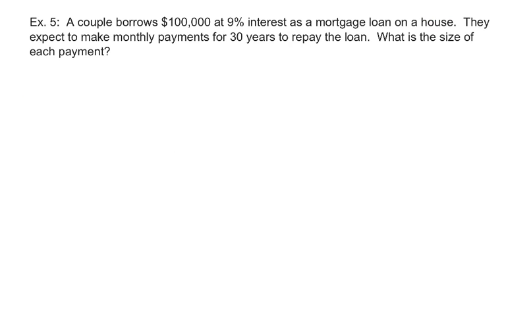A couple borrows $100,000 at 9% interest as a mortgage loan on a house. They expect to make monthly payments for 30 years to repay the loan. What is the size of each payment? Well, if you want to know what the payments are going to be, you can rewrite the present value of an annuity formula to solve for R. And this is what it would look like.